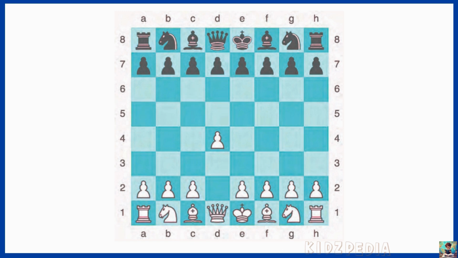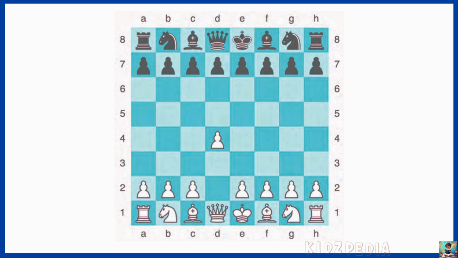In this picture, we can see that the white player has started the game by moving the queen's pawn 2 squares forward. A pawn is like a foot soldier in an army. Each player gets 8 pawns which are placed in the second row. Row 2 for white, row 7 for black.